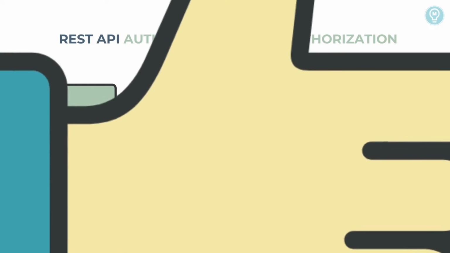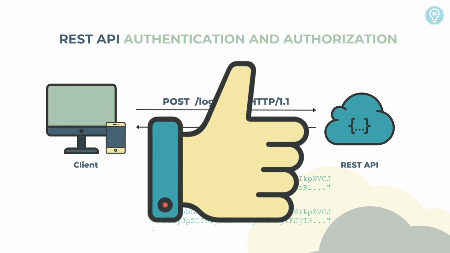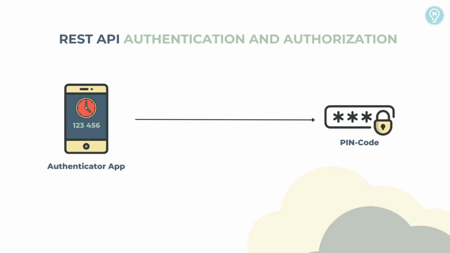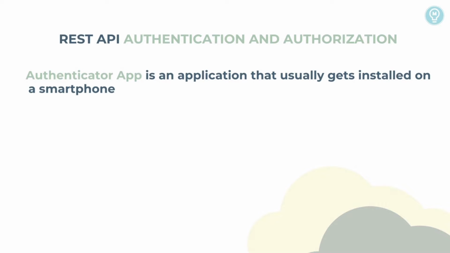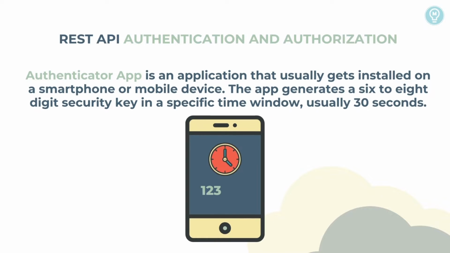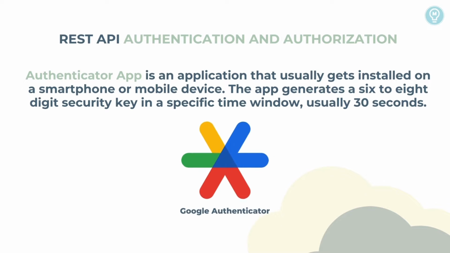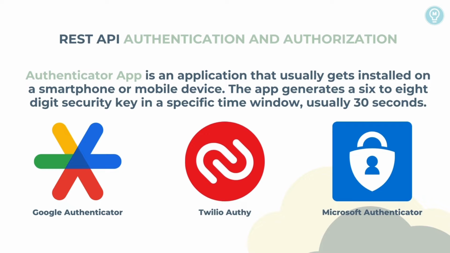Although this is a safe way to implement two-factor authentication, there is a better way, which is using an authenticator app to generate the PIN code. An authenticator app is an application that usually gets installed on a smartphone or mobile device. The app generates a 6 to 8 digit secure key in a specific time window, usually 30 seconds. So the app will generate a PIN code, and every 30 seconds it will generate a new one. Some examples of authenticator apps are Google Authenticator, Microsoft Authenticator, and Twilio Authy.